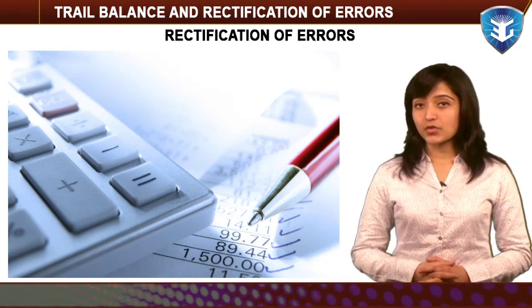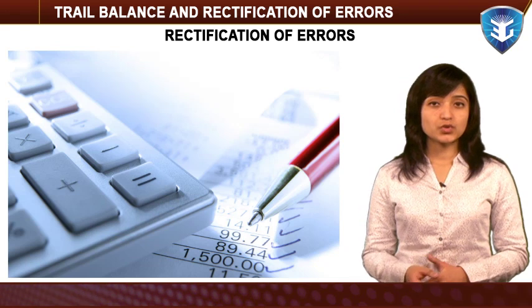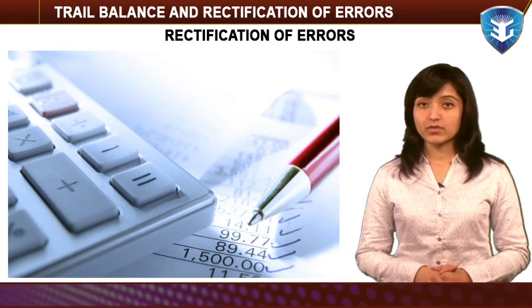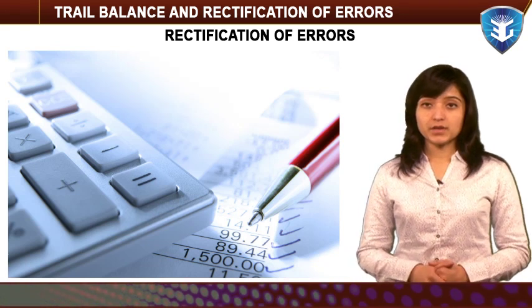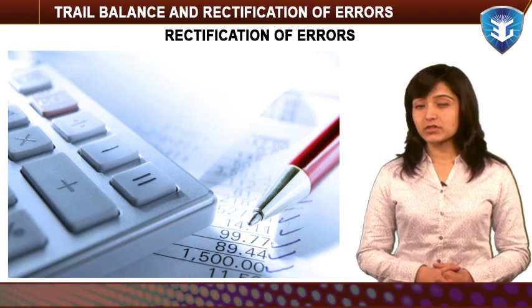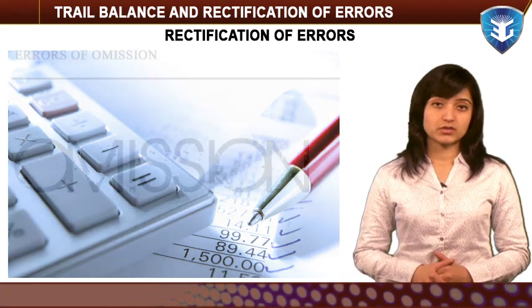Therefore, the errors can be of two types, namely errors that affect the trial balance and errors that do not affect the trial balance. However, both types of errors should be identified and rectified. The process of rectifying the errors and correcting the accounting records is termed as rectification of errors.